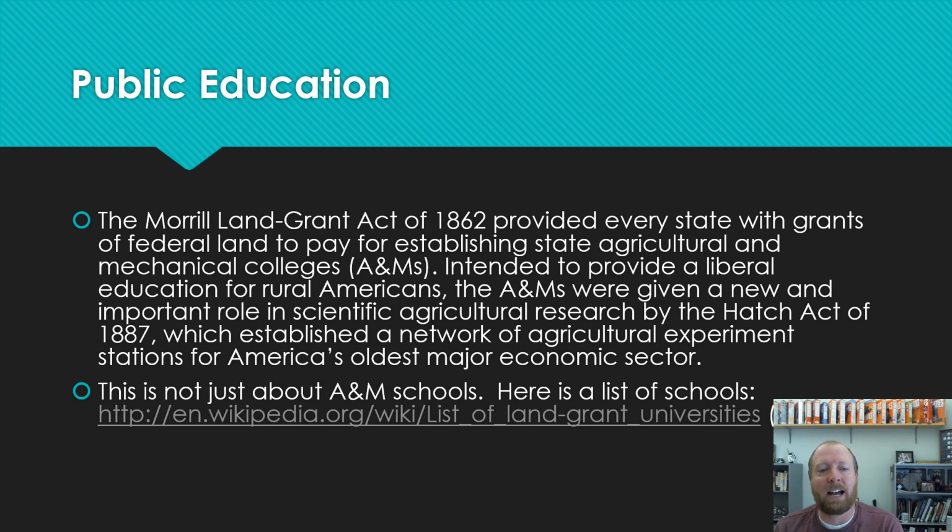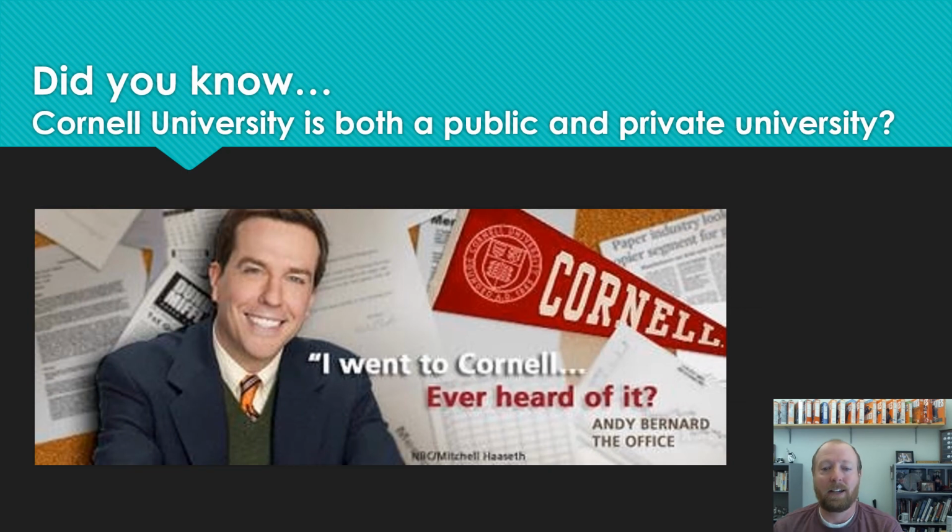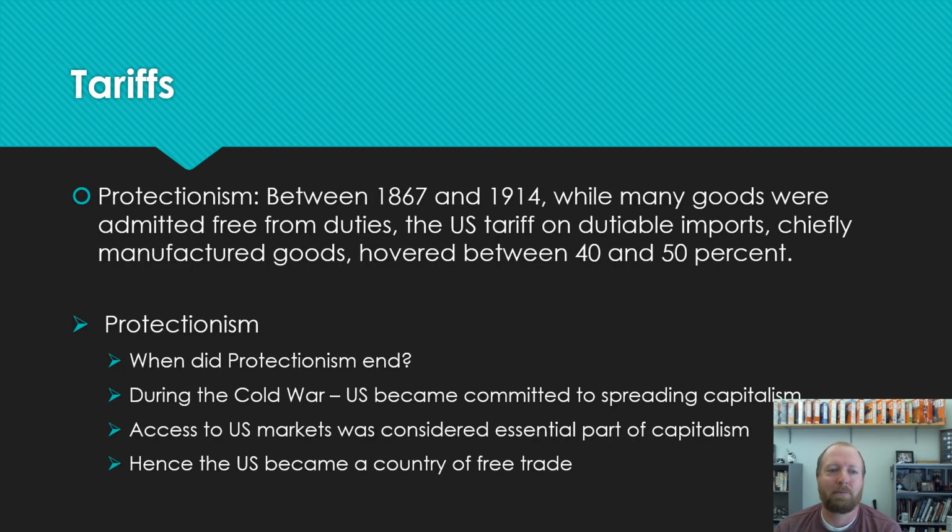Utah State is the Agricultural College of Utah, and that is made possible by the Morrill Land Grant Act of 1862. Did you know, Andy Bernard, Cornell? Cornell is both a public and private university. Part of Cornell was founded based on that land grant, and then part of it is a private university. So it's both public and private. Now you knew.